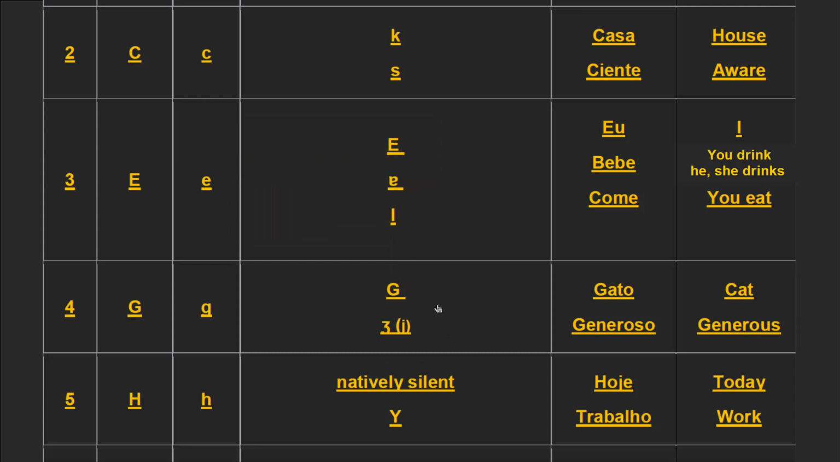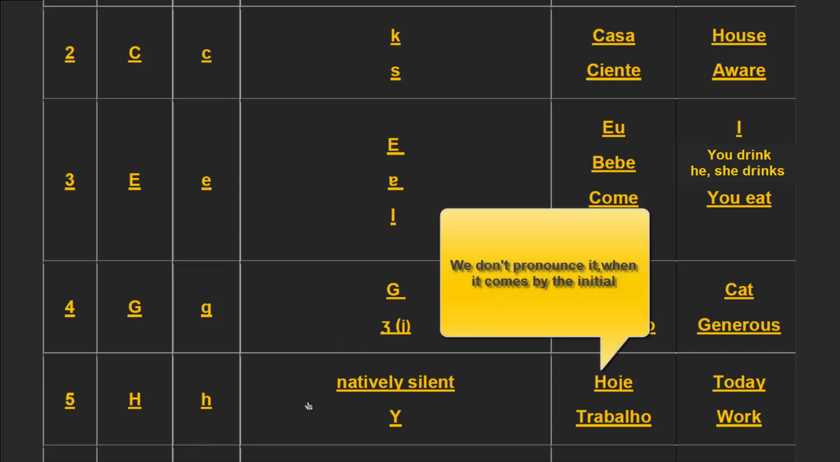The second pronunciation is like G or J in English. The example that we have here is the word "generous", which means in Portuguese generoso, generoso.